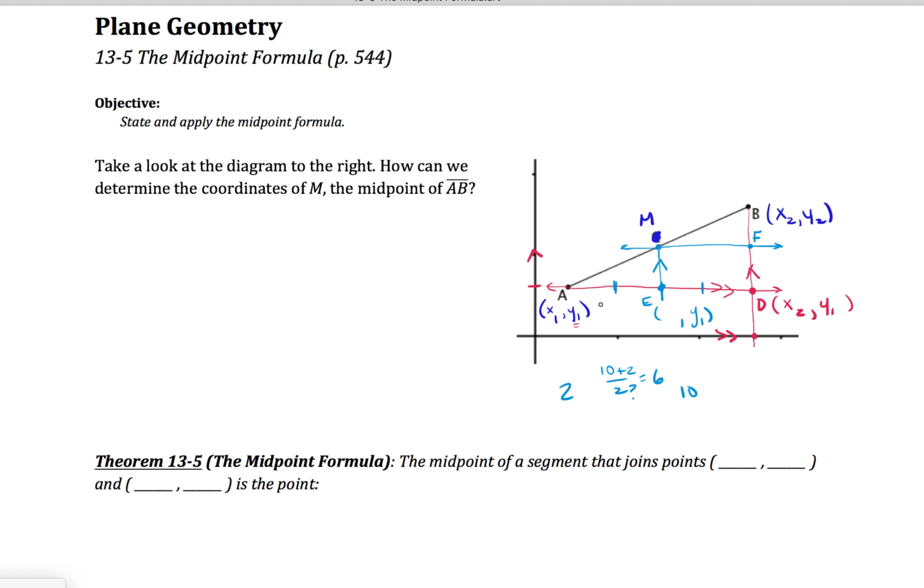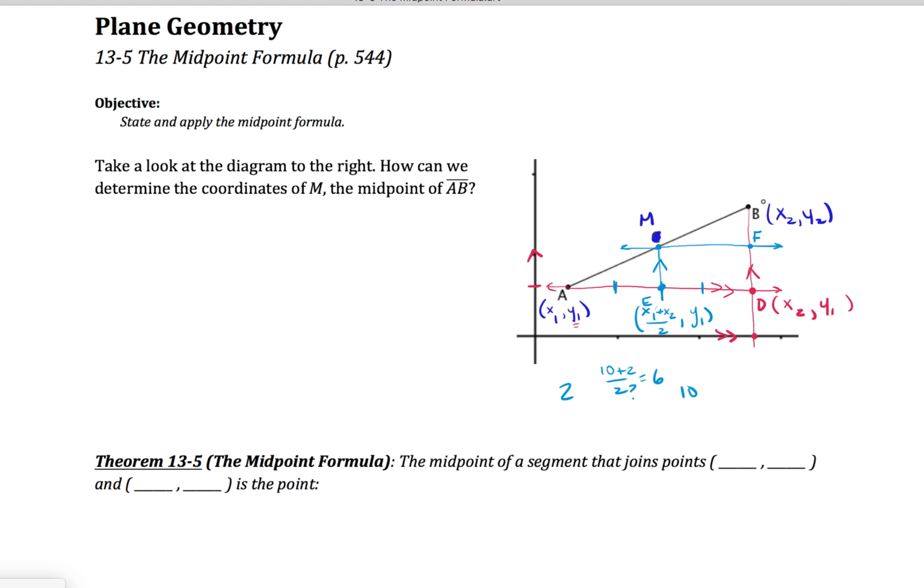So how can we apply that to this picture up here? We can say that this point right here, which I'm going to need to give myself a little bit more room for, has an x-coordinate that is the average between the x-coordinate of A, x1, and the x-coordinate of point D, which we know to be x2. So if we add x1 and x2 and divide by 2, that would be the x-coordinate of this point E.